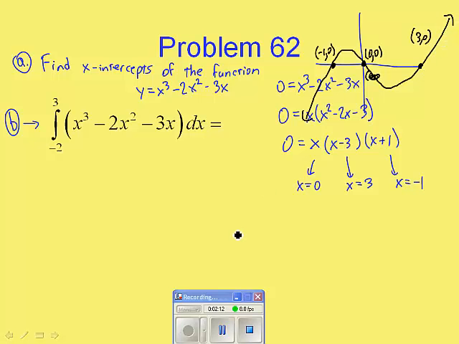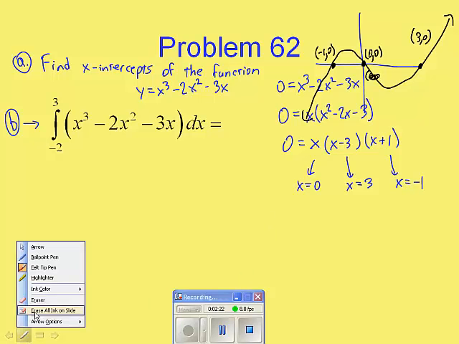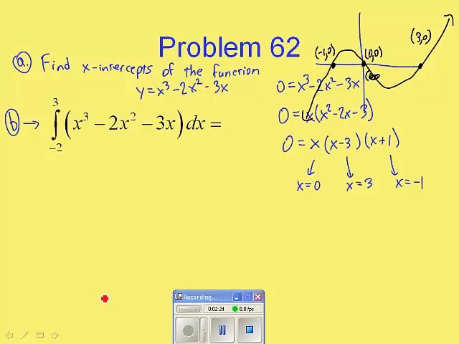There we go. So that's your function. It's a cubic function. Okay. So now, part B might make more sense to you. Part B says, let's integrate from x equals -2 to x equals +3. Let's integrate.